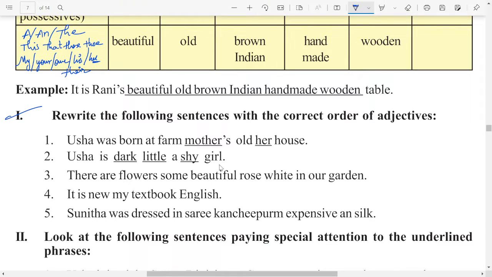Next one. Usha is dark little a shy girl. Can you use that? You cannot. See here, the rearrangement here is Usha is a shy little dark girl. Usha is a cannot be used there because we have a group of adjectives.